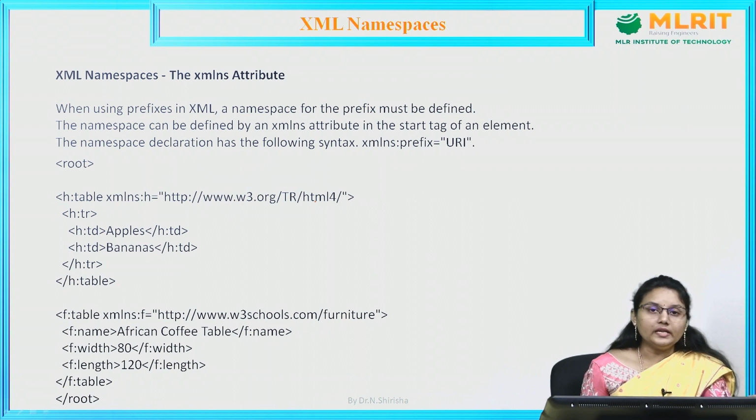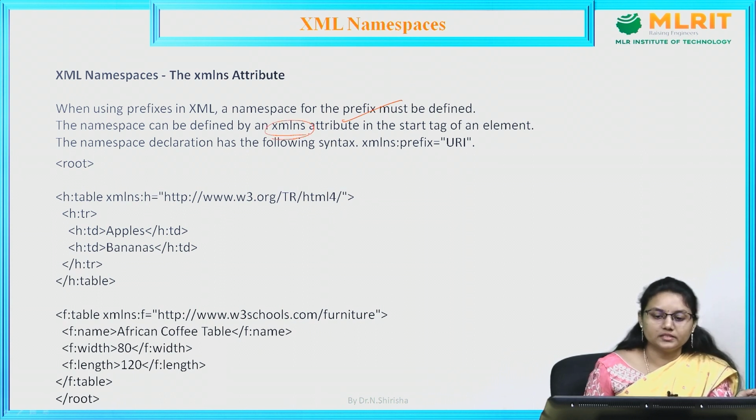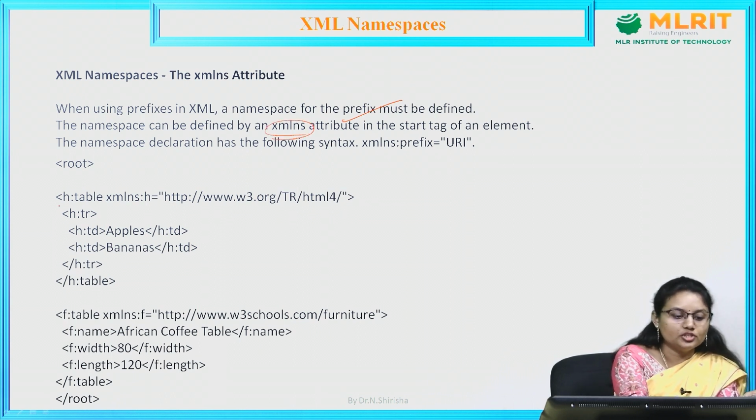So in XML namespaces, we also have to write the attributes. So what are those? The namespace prefix must be defined, that we have seen, and it is defined by xmlns. So your H table is having xmlns as a prefix, where this prefix has to be defined by the xmlns attribute in the start tag of an element. This is a starting tag.